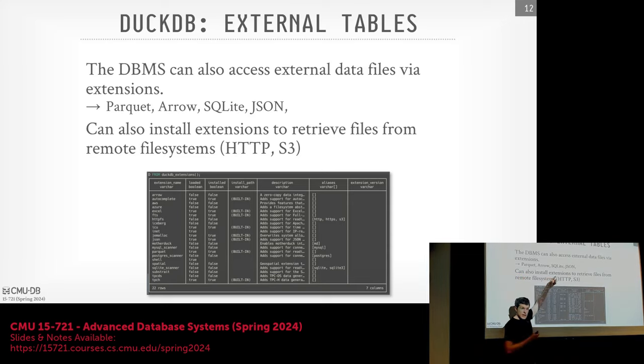Another cool thing they can do is attach to a SQLite database and actually read that directly, and they can manipulate it directly. You attach to the database and you see the catalog, you see all the schema and everything. From your perspective, you don't know that it's actually a SQLite database versus a DuckDB database. They also support obviously reading JSON.